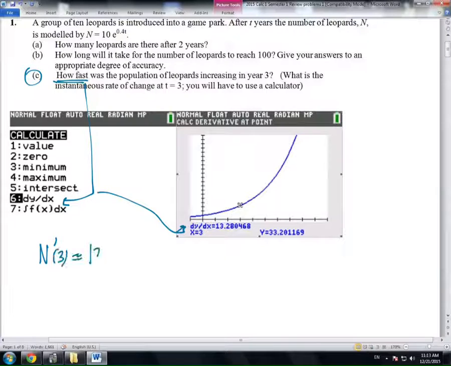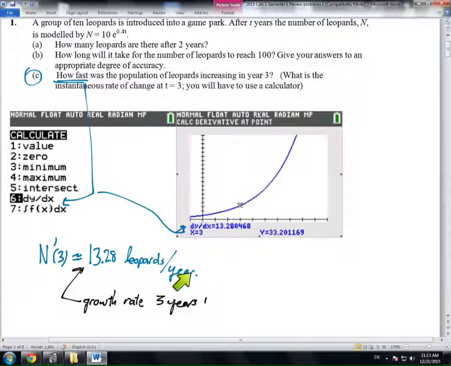So once again, as far as notation is concerned, N prime of 3 is what I'm finding, and it's 13.28 leopards. And then leopards per year is a label. That's going to be the most important part. The growth rate 3 years into this experiment with leopards was 13.28 leopards per year. So it's mostly calculator work and then notation to answer in context. And then that's it.